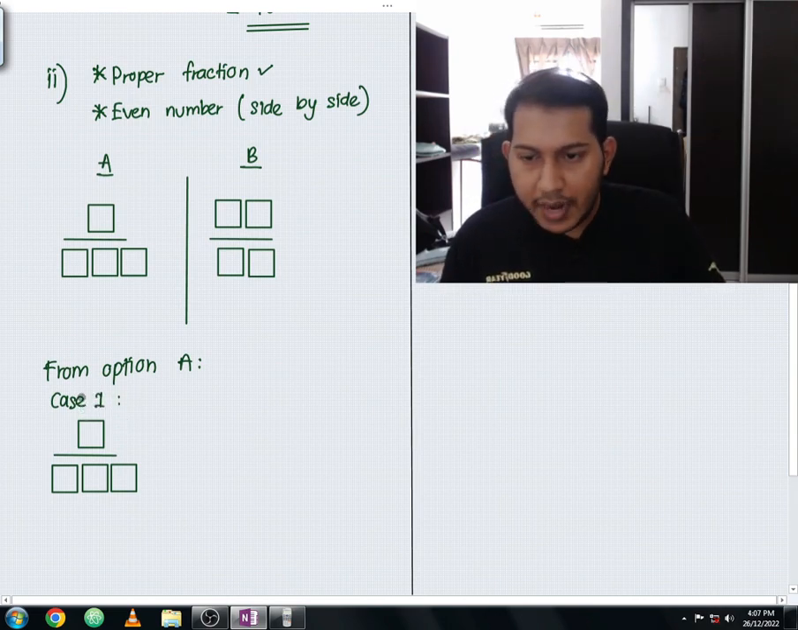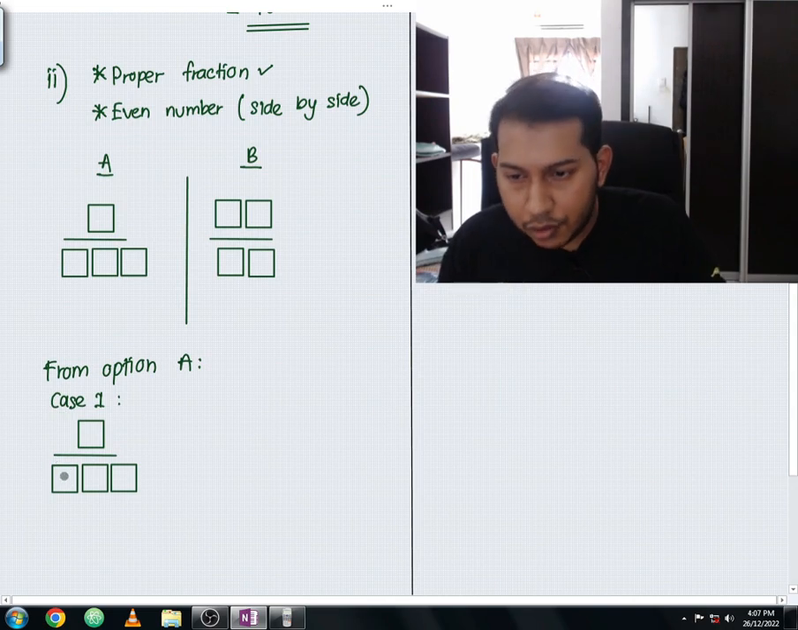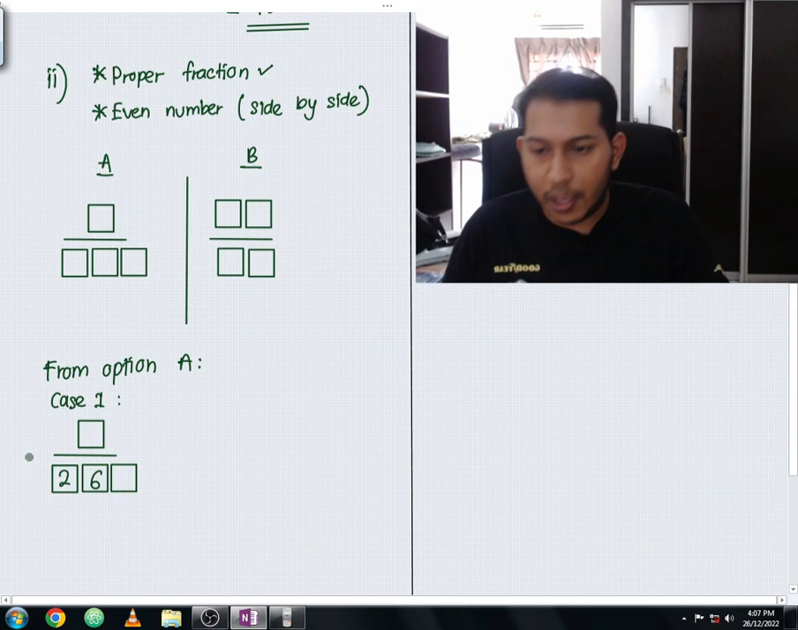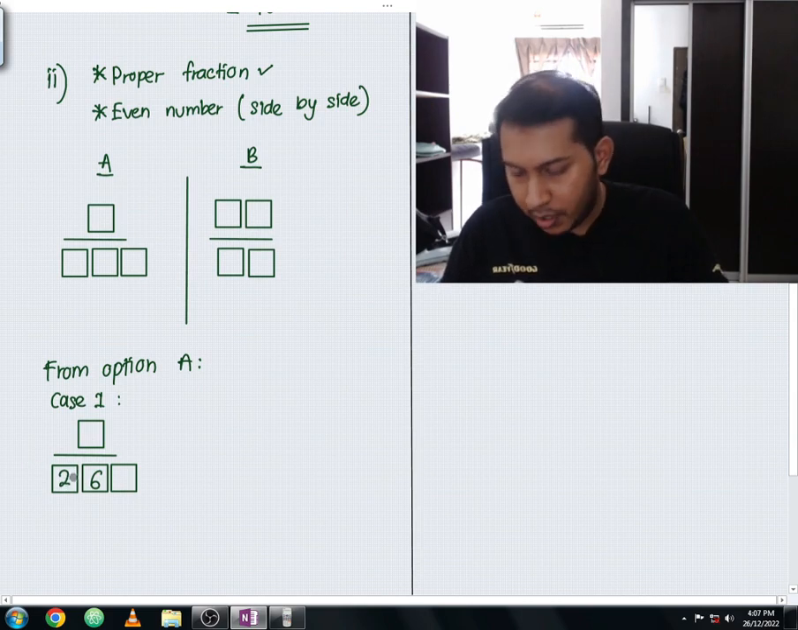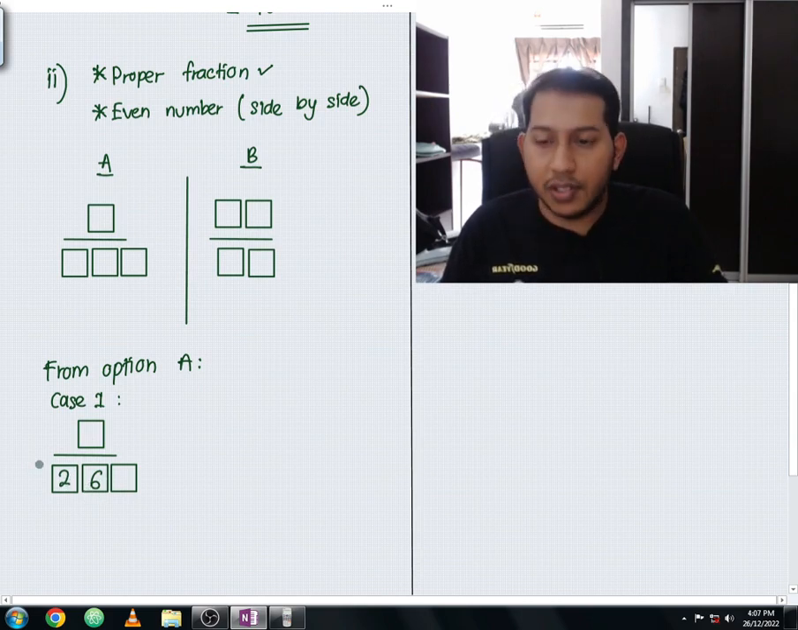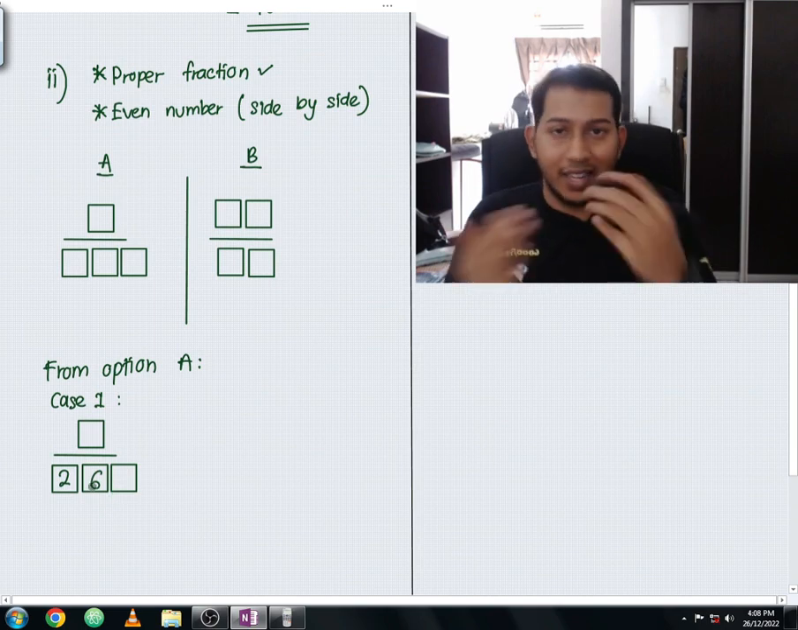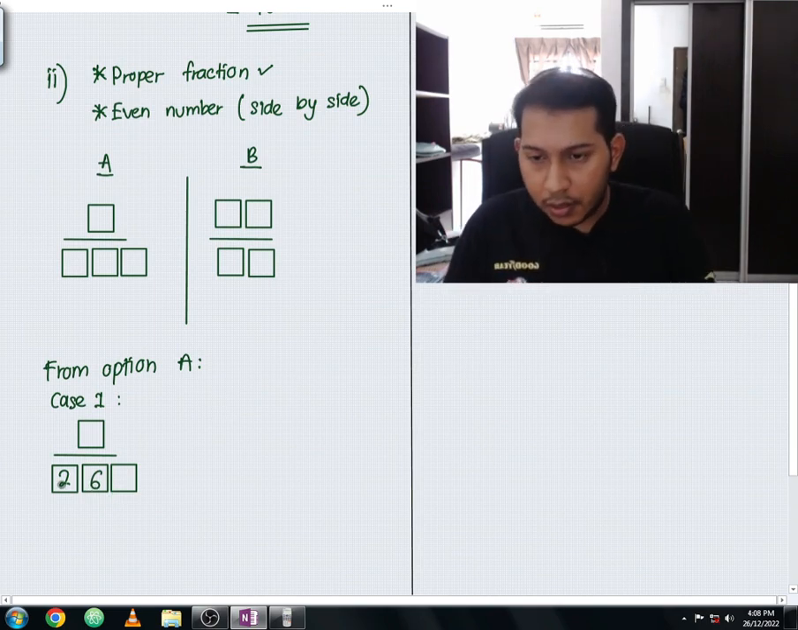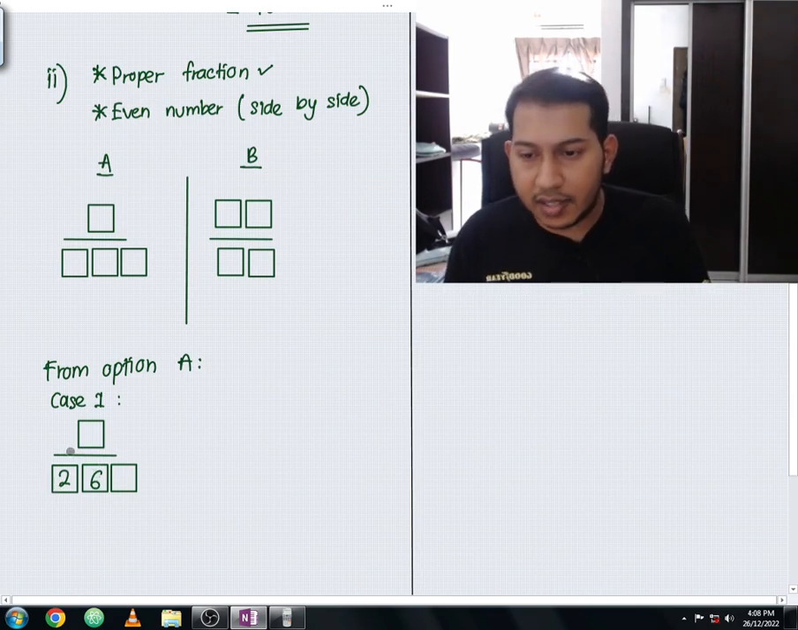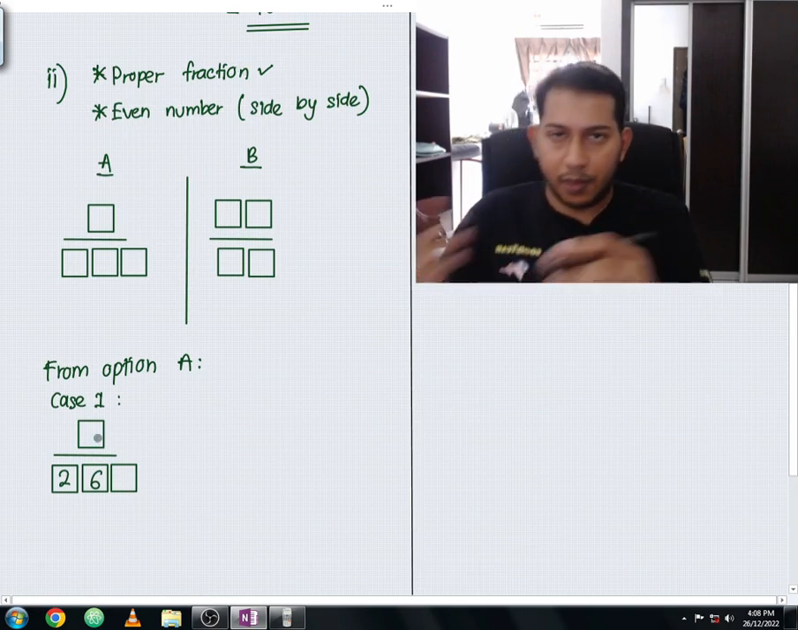You might have a situation where 2 and 6 are side by side, where you have 2 in the front and 6 in the back, or 6 in the front and 2 in the back, doesn't matter, guys. So this is easier for us. Why are 2 and 6 side by side? Remember this is the situation where the second constraint applies. We have already fulfilled the proper fraction.